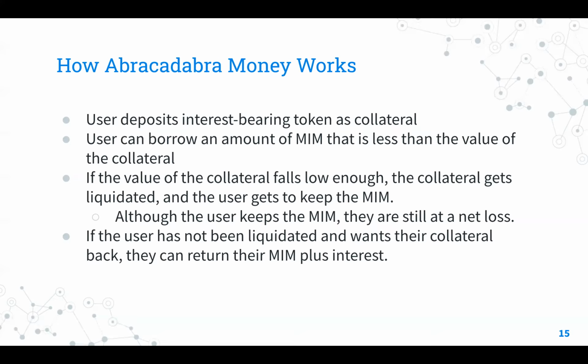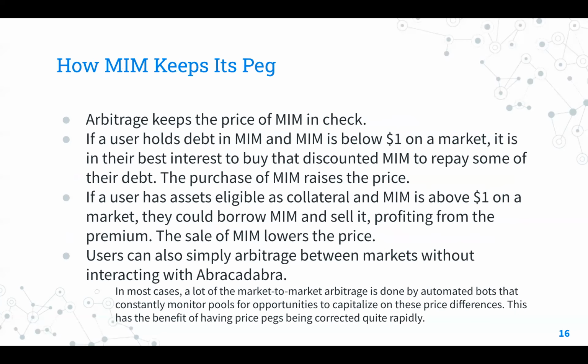Although the user gets to keep the stablecoins, they're still at a net loss. So you don't really want to get liquidated, but if it happens, you're not at a complete loss. If the user has not been liquidated and wants their collateral back, they can return their MIM plus interest, of course. This is from the Abracadabra Money documentation.